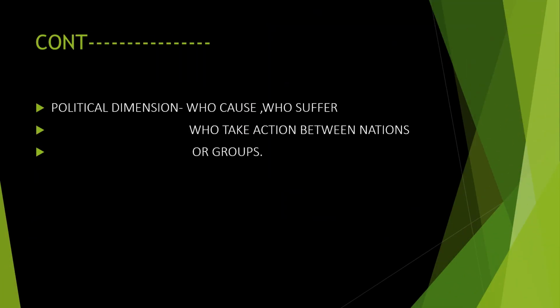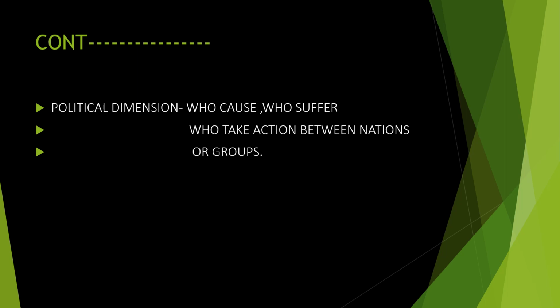Next is the political dimension. Who is causing all this problem? That is the first reason: who causes the climatic problems and who is going to suffer. Whether it is done by the developed countries, by the developing countries, or by some other countries. So we have to find who is doing that and who is going to get affected by it, and who takes action between the groups of nations. So it's a political dimension also.